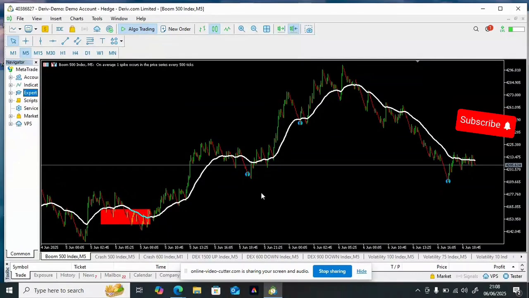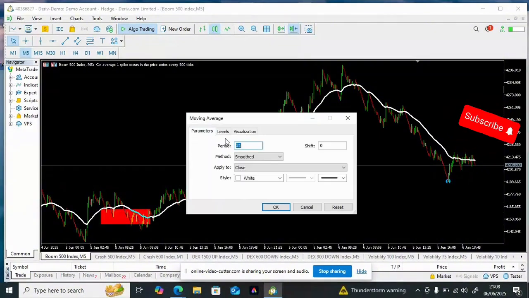On Boom 500, guys, let's start with this moving average. You need to first put this moving average. It's just a simple moving average, moving average 21. Method is smoothed, to get it away from the candles a little bit. Apply to close. Shift will always stick on 0.